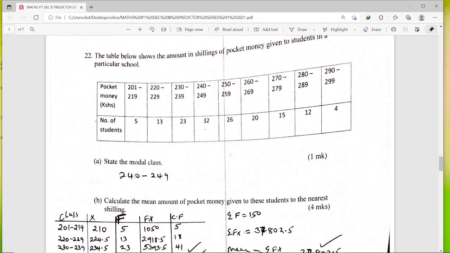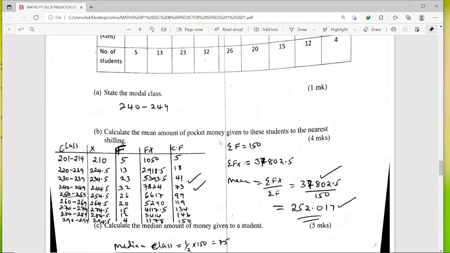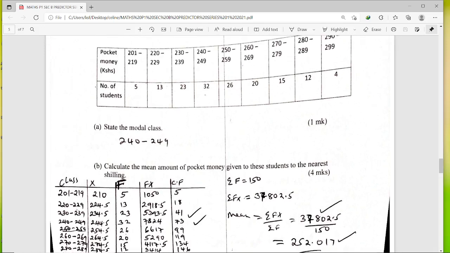The modal class is the class with the highest frequency. The one with the highest frequency is the one with 32. So the modal class is 240 to 249. Then we calculate the mean amount of pocket money given to these students, to the nearest shilling. To get the mean, we need to arrange this class like I have done here.